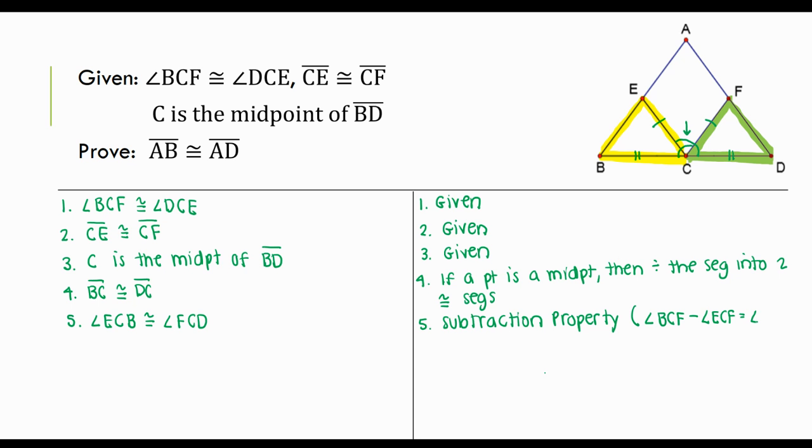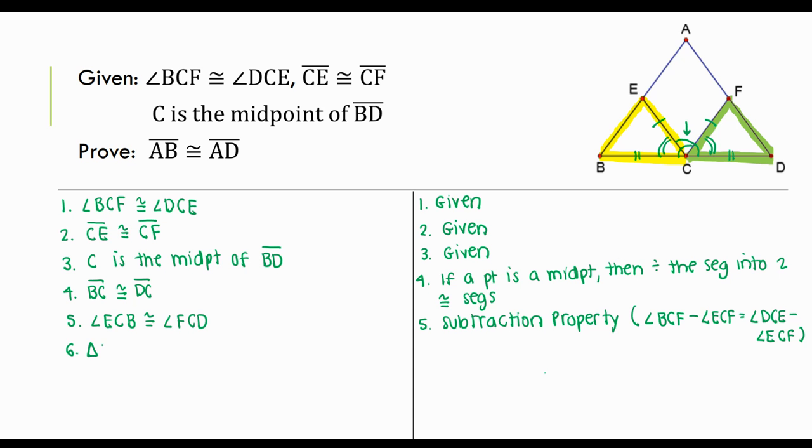On the other end, I started with the angle of DCE. And once again, I'm subtracting that common angle of angle ECF. When I subtract that common angle, that gave me angle FCD. So that's this angle, and that's this angle. And so now I have 2 triangles that are congruent.